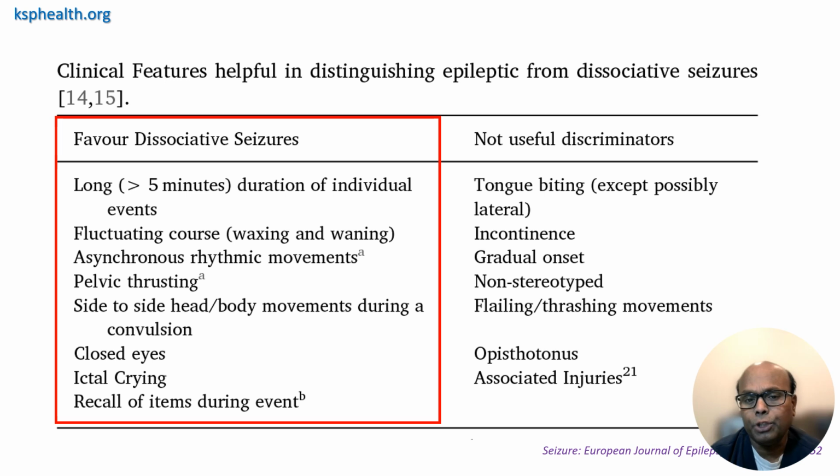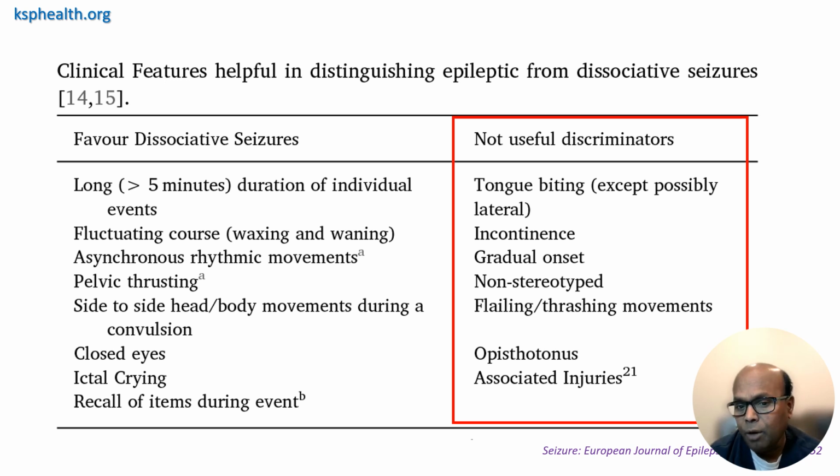The helpful features that distinguish epilepsy from dissociative seizures: seizures often last more than 5 minutes, have a fluctuating course, that means waxing and waning, asynchronous rhythmic movements, pelvic thrusting, side-to-side body movements during a convulsion, closed eyes, ictal crying, and recall of items during the event.